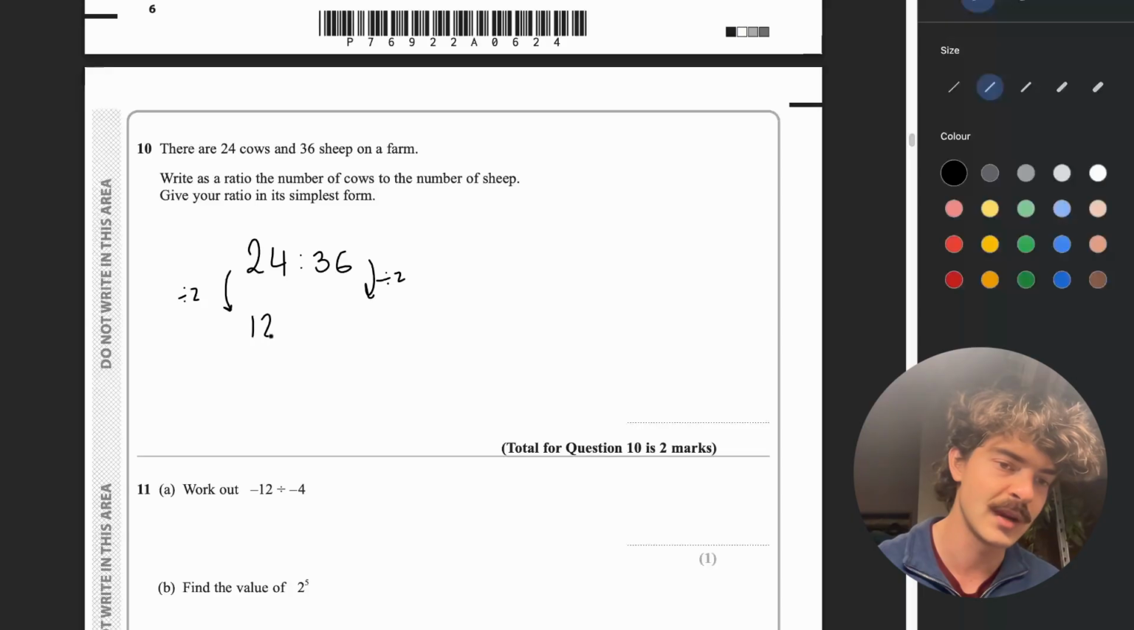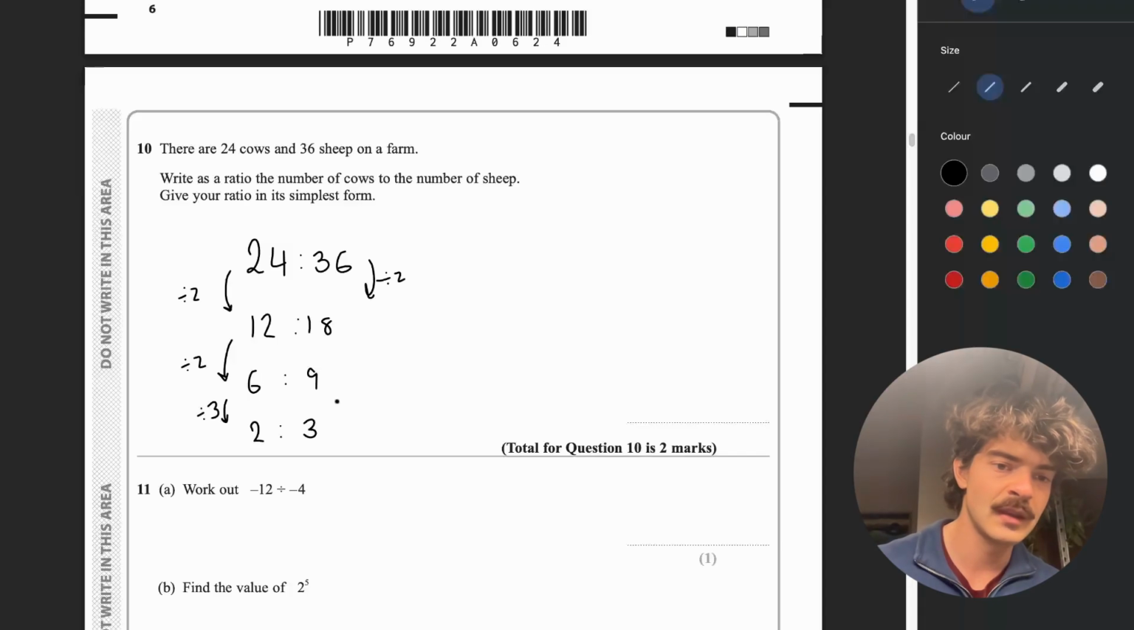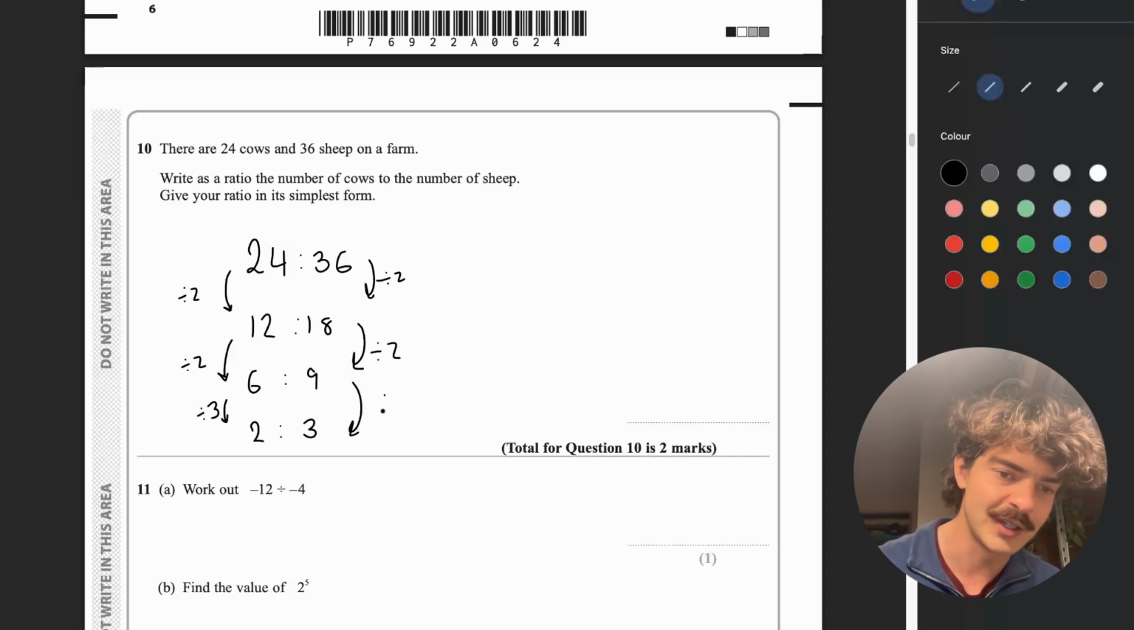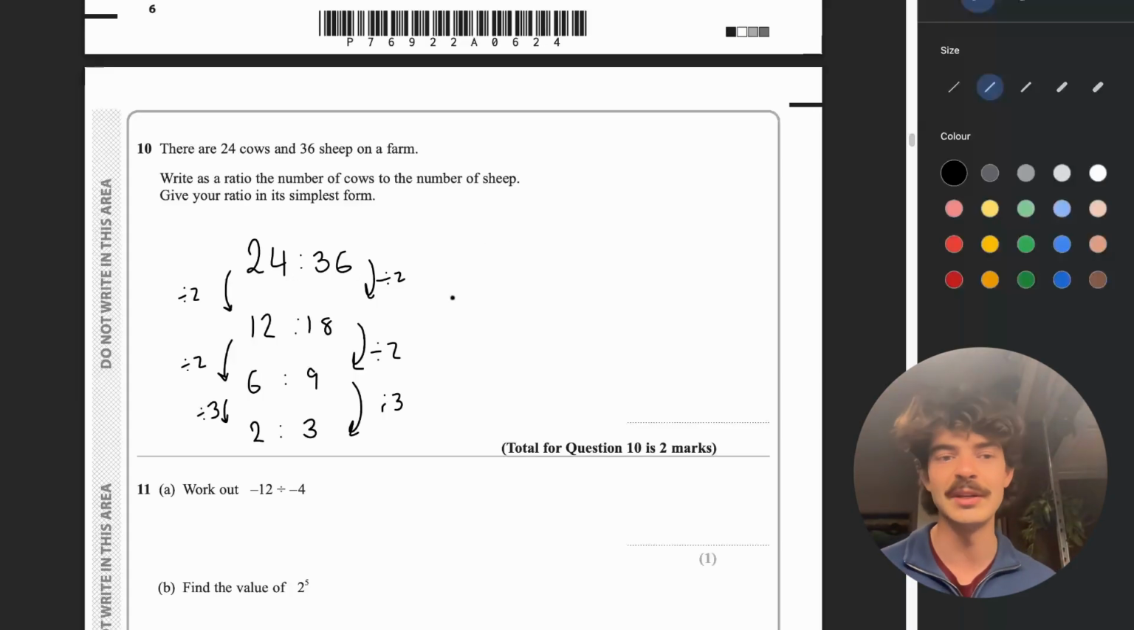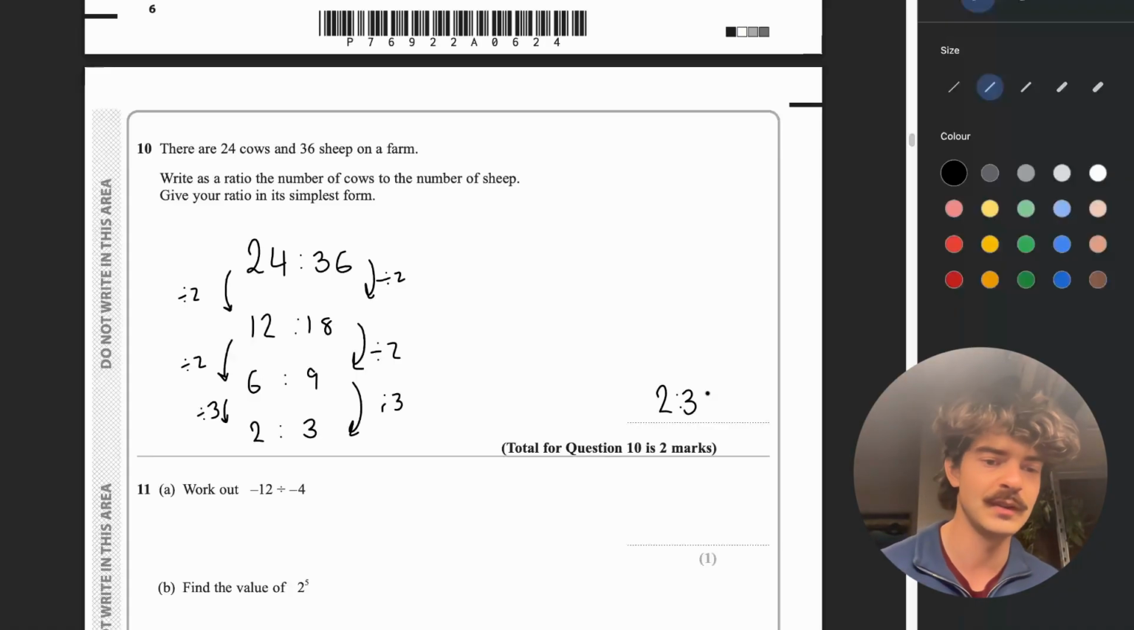So that leaves us with 12 and 18. Once again, maybe we'll spot both of these going into 2. So we can run through the same exercise again, 6 and 9. And then here you might spot that they go into 3, leaving us with 2 and 3. Now, you could argue that you can absolutely do this in one shot as well. You can immediately spot that 24 and 36 both go into 12 and divide them both by 12. But either way, you're left with 2 to 3.